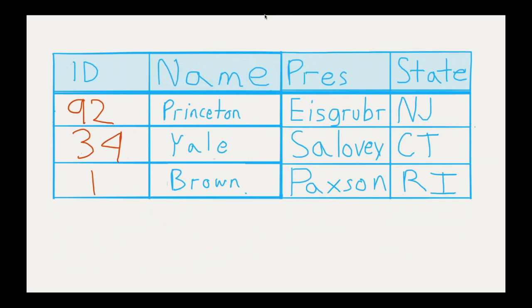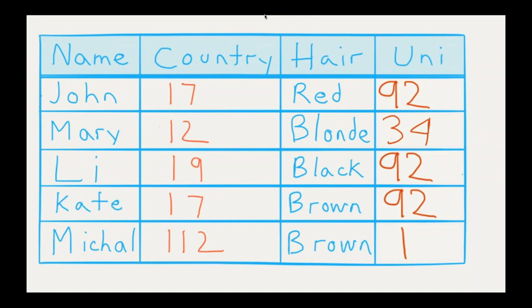And now we're going to do the same thing with our universities and add the name of the leader or the president of the university, the state the university is in. But again, reference this from the main table using a foreign key relationship.